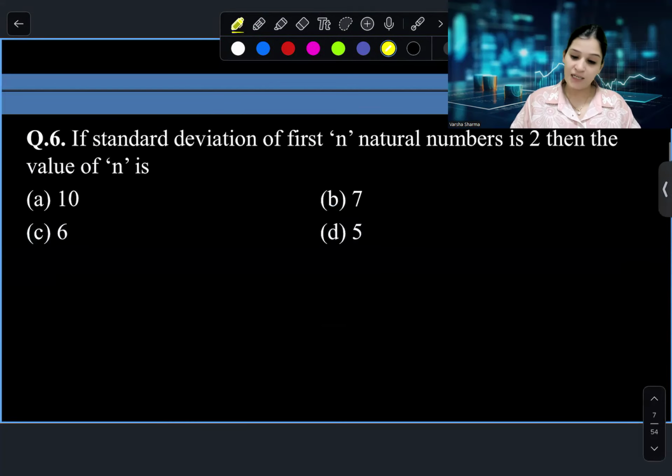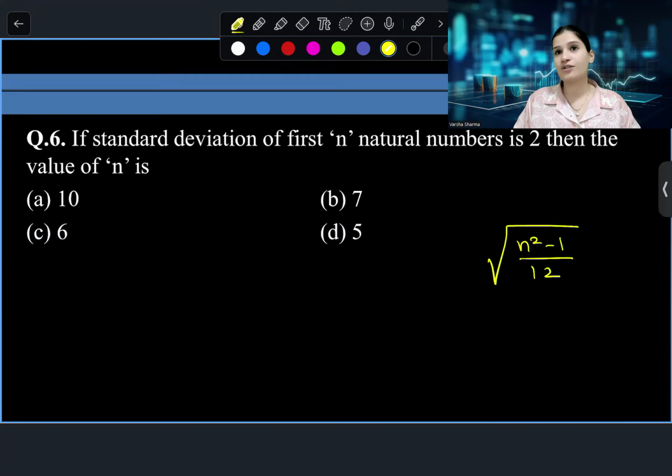The formula for the standard deviation of the first n natural numbers is under root (n square minus 1) by 12. If it is only two numbers, it will be division by 2. These two were the formulas. The standard deviation of the first n natural numbers is under root (n square minus 1) by 12. The standard deviation of two numbers will be mod a minus b by 2.